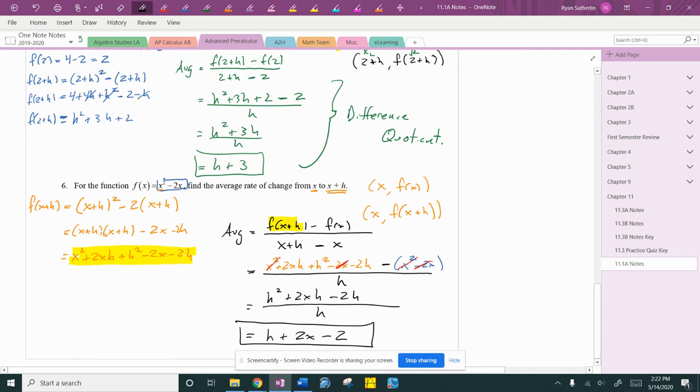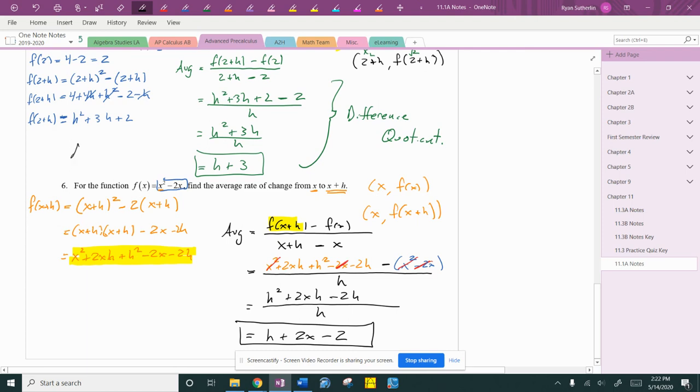And so if I told you what x and h are, you now can find the slope of the secant line between any 2 points. This is also a difference quotient. It's a general difference quotient. Instead of having a starting point like we did here, we're doing it from x to x plus h.